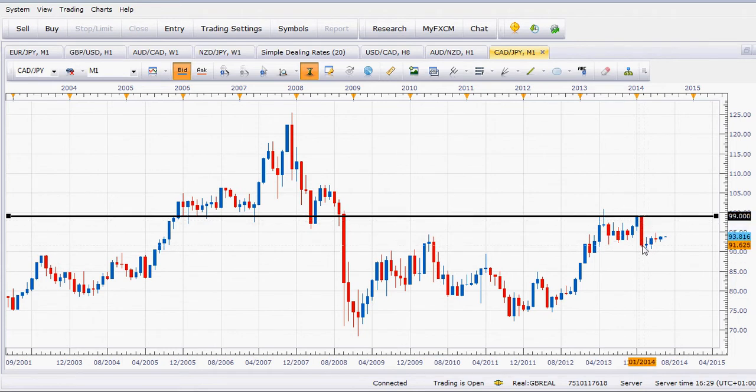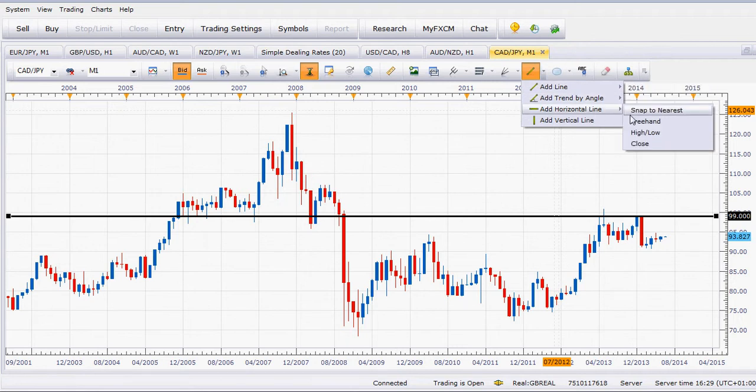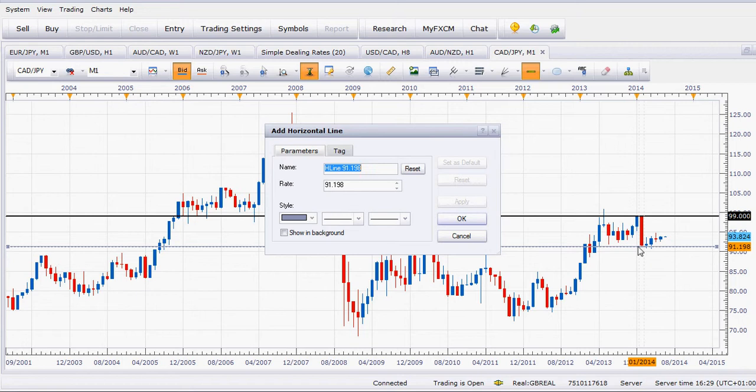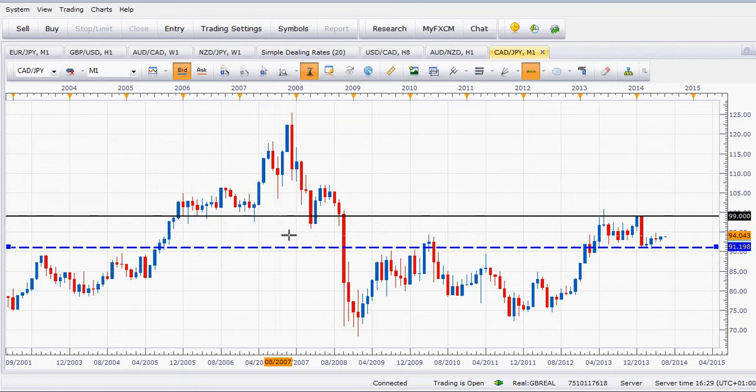Now, down here, at the opposite side of this candle, we have some support. So I'm going to draw a line here, again using the horizontal and snap to nearest. Okay, so this is going to be the low of this candle, and I'm going to make this a different color. Let's say dark blue, and I'll make it a dashed sort of line, quite thick as well. There you go.